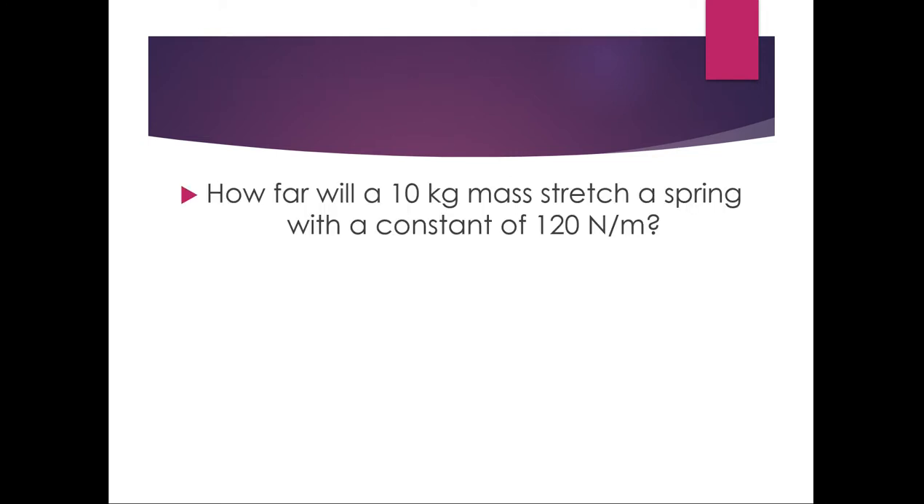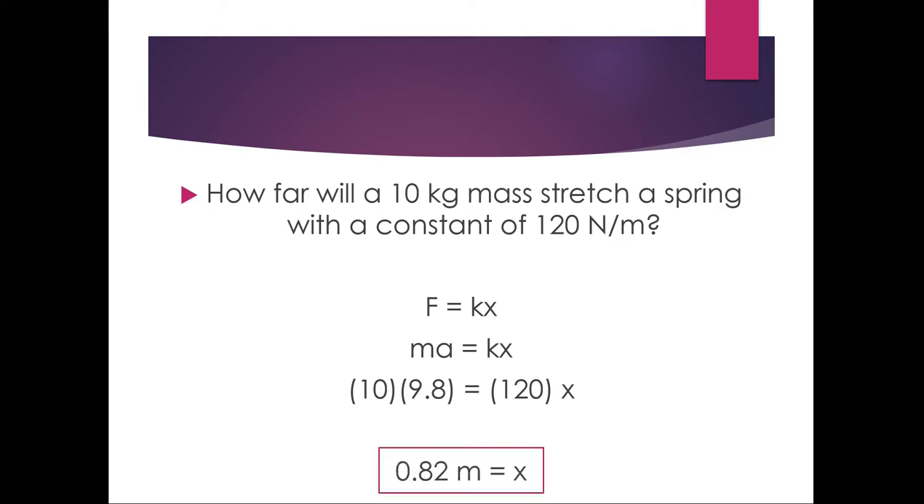So, an example: how far will a 10-kilogram mass stretch a spring with a constant of 120 newtons per meter? Using our equation F equals kx, we know that the force will be equal to mass times acceleration, so we can replace F with ma. The mass is 10 kilograms, and acceleration would be due to gravity, so 10 times 9.8 will be equal to the constant of 120 multiplied by the distance x. Multiplying this together and then dividing by 120, we get that x is going to be 0.82 meters.